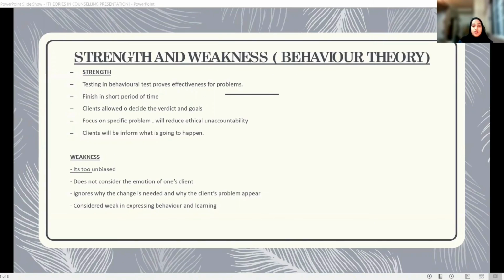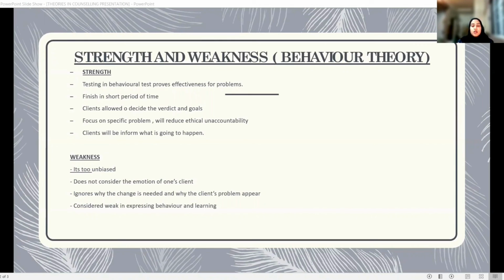First of all, behavioral therapy is proven highly effective for problems. Besides, this theory can also finish in a short period of time because a client is allowed to decide the verdict and goals during the therapy session. So when the session is mainly focused on the verdict and goals given by the client, this theory can be finished in a short period of time.